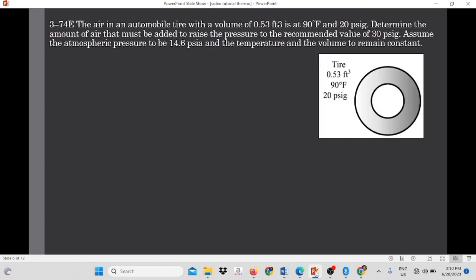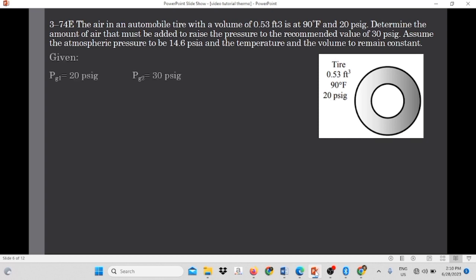So here's the problem. You can see this problem in the book, Unit A, Single, page 156, problem 3-74E. The air in an automobile tire with a volume of 0.53 cubic feet is at 90 Fahrenheit and 20 psi. Determine the amount of air that must be added to raise the pressure to the recommended value of 30 psi. Assume the atmospheric pressure to be 14.6 psi and the temperature and the volume to remain constant. So we are looking for the amount of air.